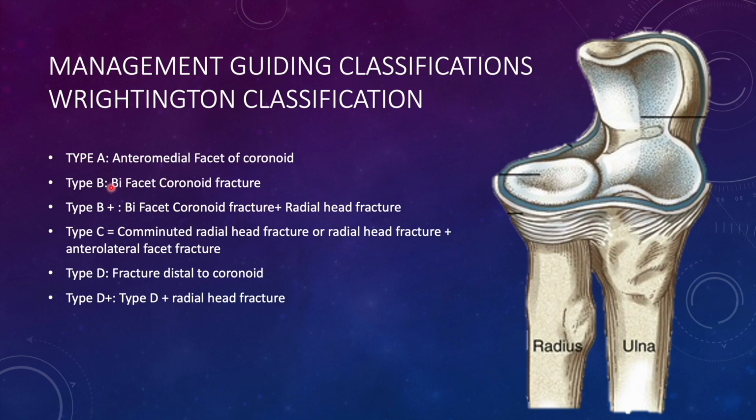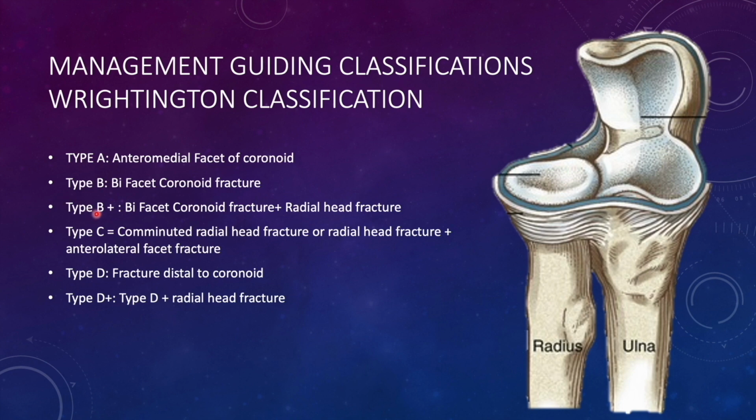And in type B, there is a bifacet coronoid fracture. That means there can be a single chunk of coronoid, where this part is the anterolateral facet and this part is the anteromedial facet. Either there can be a big chunk or there can be separate fragments as well. In this scenario, you have to at least fix the anteromedial facet. If there is a big chunk which is involving both the facets, that means you have to fix the coronoid either by plate, screw or transosseous suture repair.